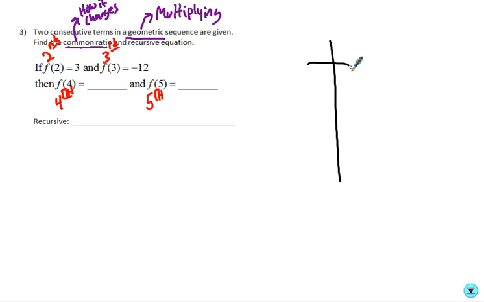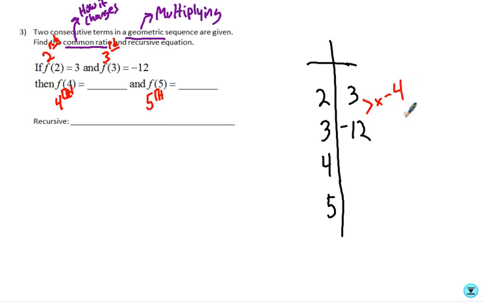I'll go ahead and put it into a table. So we know that the second number in the pattern is 3. We know the third number in the pattern is -12. And then what we're looking for is the fourth, and the fifth. So because it says geometric, I know we're multiplying, and so I'm going to ask myself, well, 3 times what would give me -12? Well, that would have to be -4.